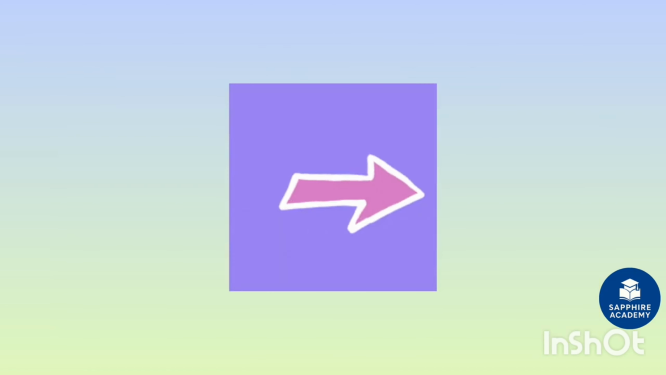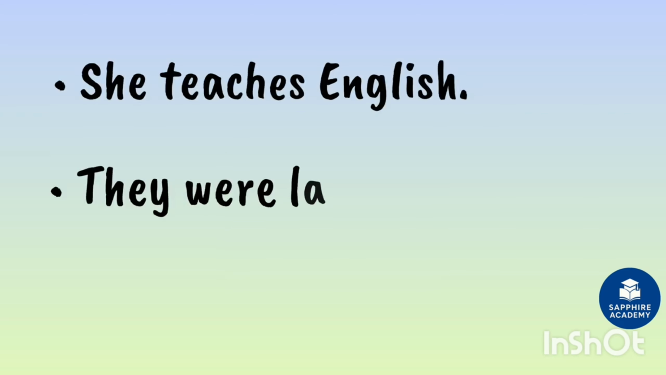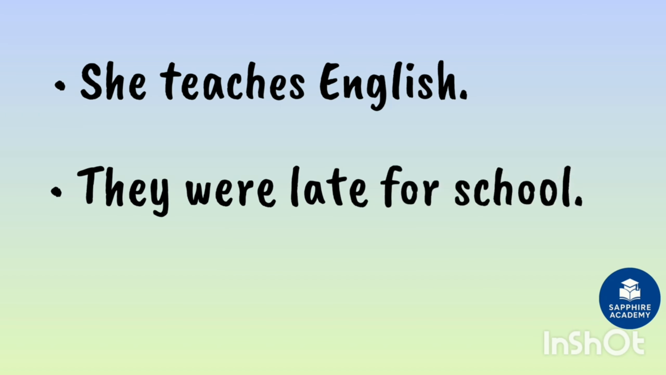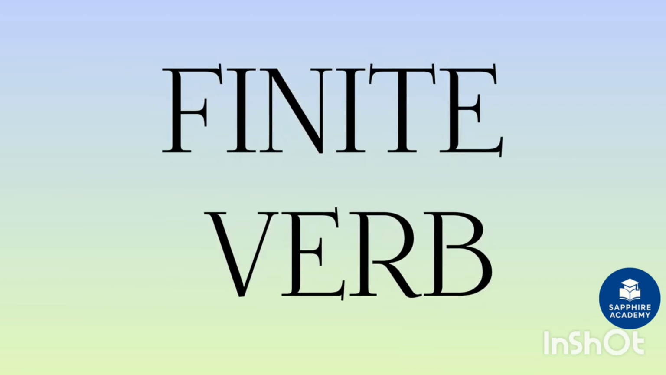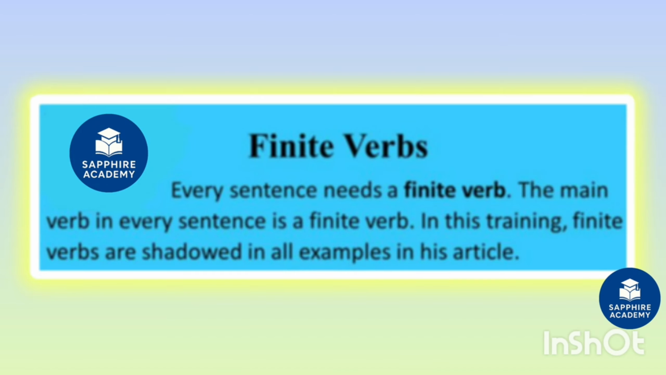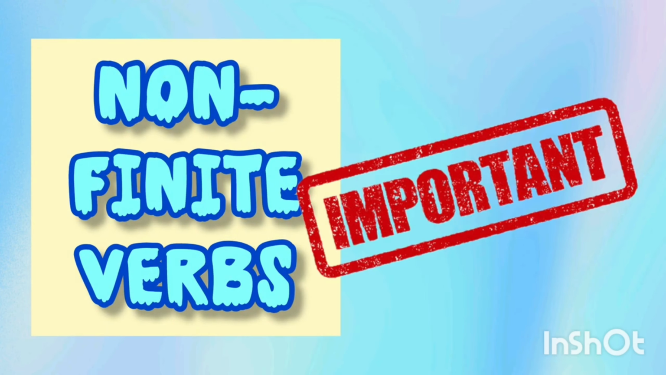Let's have a look at some examples of finite verbs in sentences. She teaches English. Next one, they were late for school. One more, I'm reading a book. In each sentence, the highlighted verb agrees with the subject and shows tense, making it a finite verb. To conclude, a finite verb is essential because it makes sentences grammatically complete and connects the subject with the action. Now let's move on to non-finite verbs, which play an important role in sentence formation and meaning.